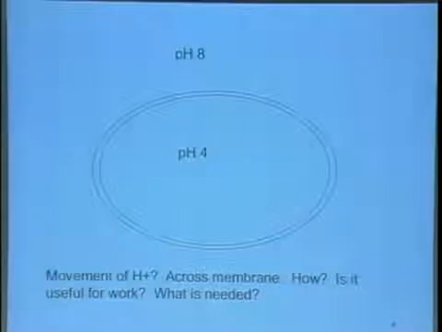So right now, I'd like you to think about this. Where is the gradient, and how would you do it? How could you capture the energy of that gradient? So on your piece of paper right now, be active. Write where more protons are, draw the direction of movement, and then how you could capture that energy.